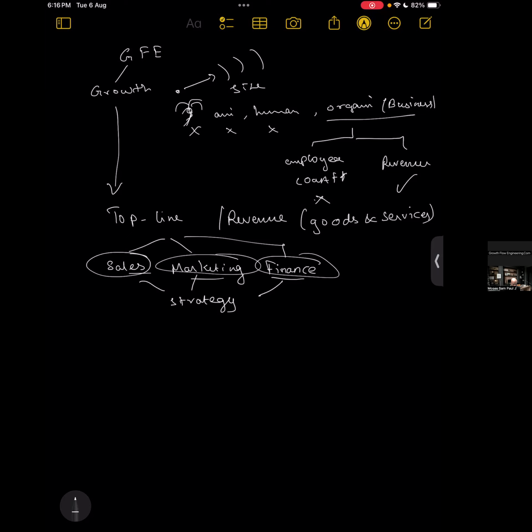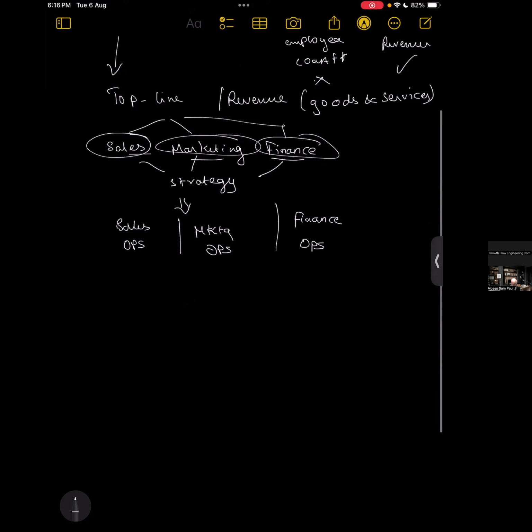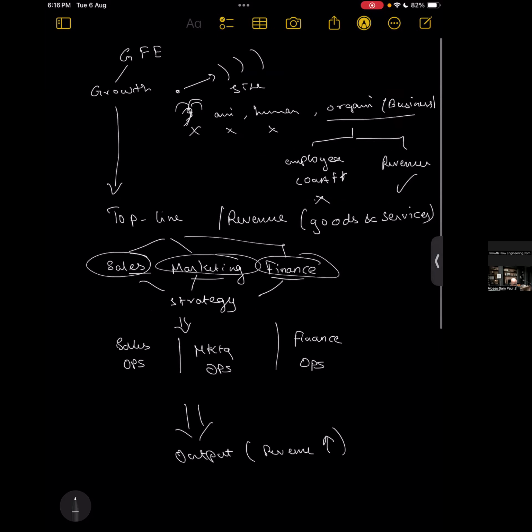be sales strategy, marketing strategy, finance strategy, which translates to sales ops, marketing ops, and finance ops. Strategy translated to action leads to ops, and that will lead to an output. And the output in our case is revenue growth. So just to be clear, in growth flow engineering, we're just talking about growth.